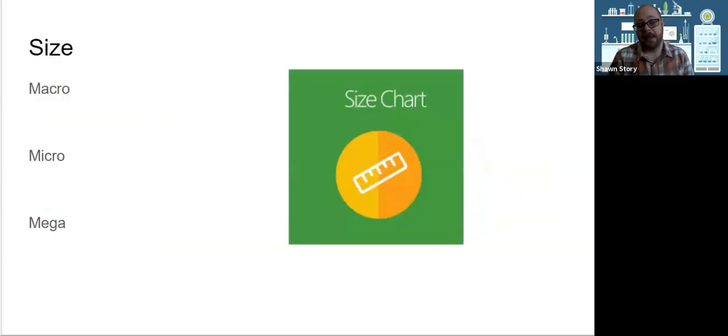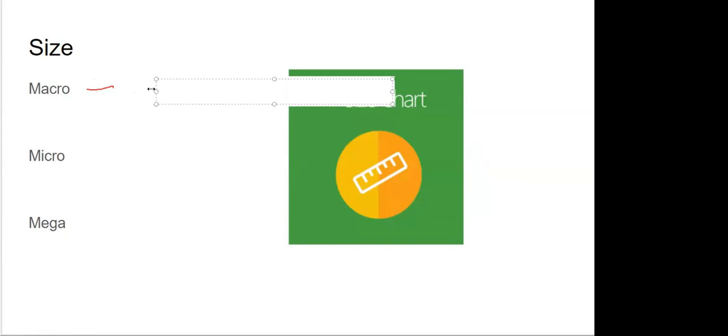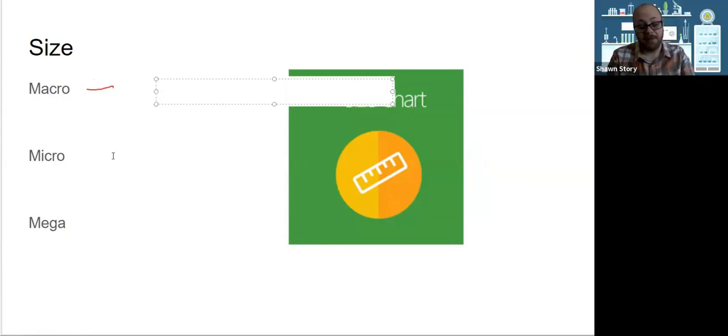So when we're looking at size, macro, micro, and mega, what do these mean? Macro, wouldn't that be like super, super small? No, it's actually the opposite. Oh, super, super big. If we look at macroeconomics, we're looking at the economics of the entire world. If we look at microeconomics, we're looking at the economics of a small company. And so macro is big, micro is small.